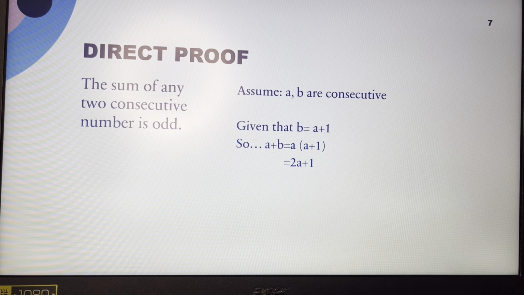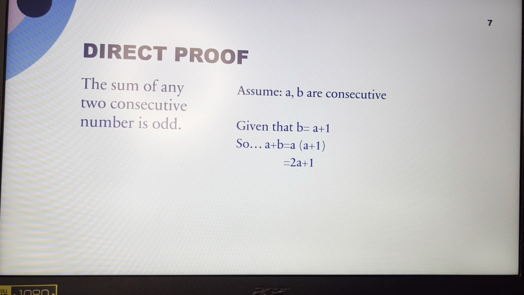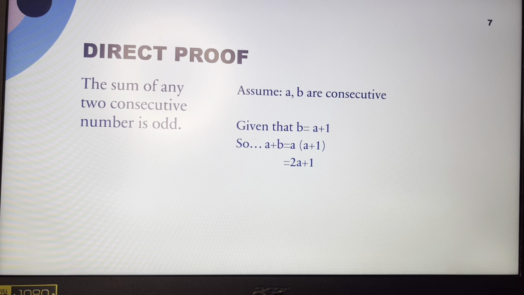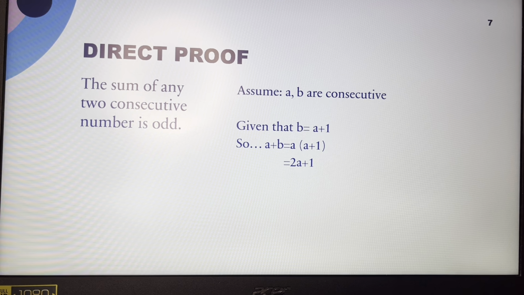If we substitute a to, for example, 3 and b is 4, so 3 plus 4 is 7, equals 2 times, what's the value of a? It's 3, right? So 2 times 3 is 6 plus 1, it's also 7. So we can say that the statement is true. Like the 2 consecutive numbers, 3 and 4, equals 7. So that's odd.